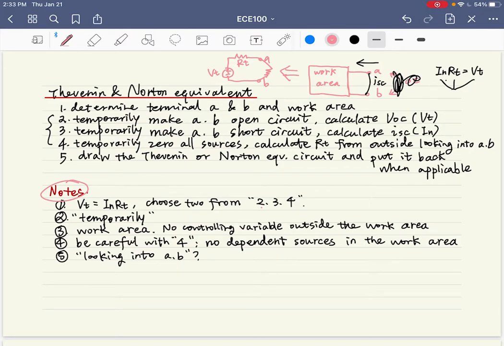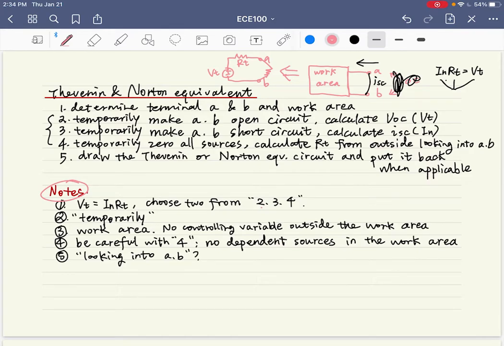Okay, so here's a quick review of the steps for calculating the equivalent circuits. But there are a few things we need to be very careful about, which are in the notes section here. The first one is what we mentioned just now: you only need to choose 2 from steps 2, 3, and 4.